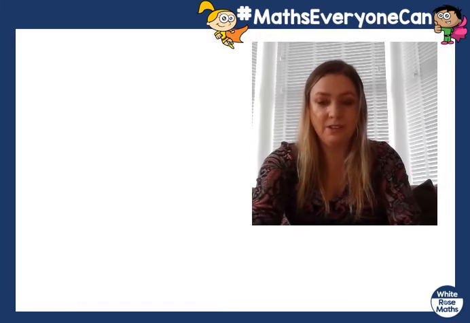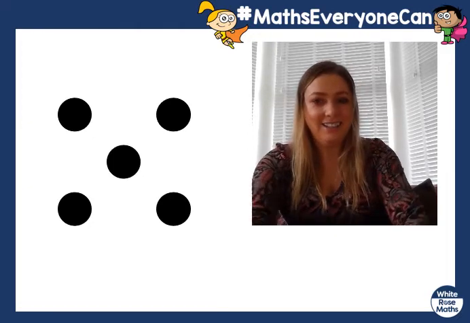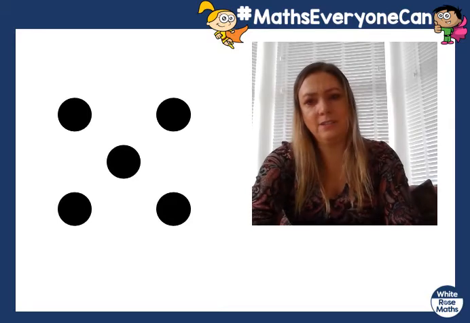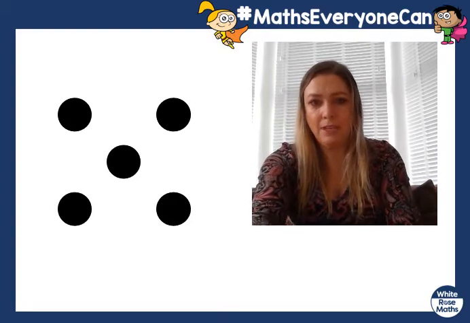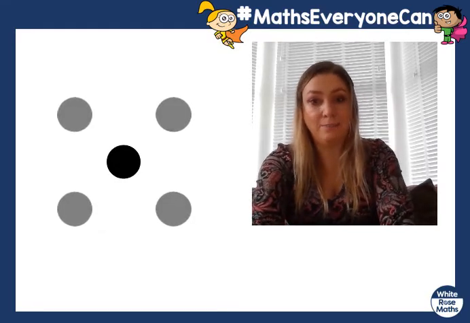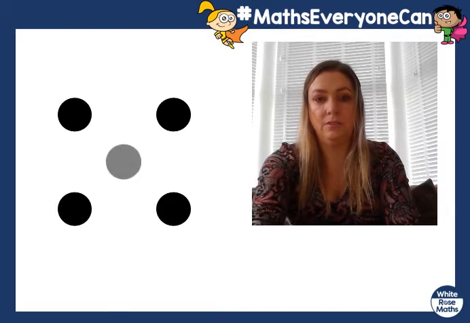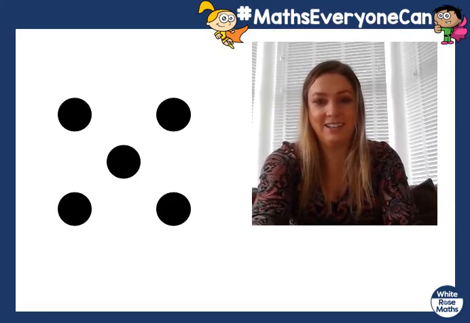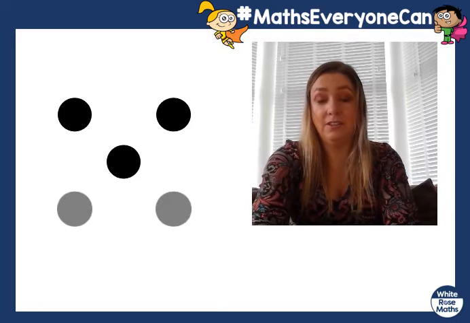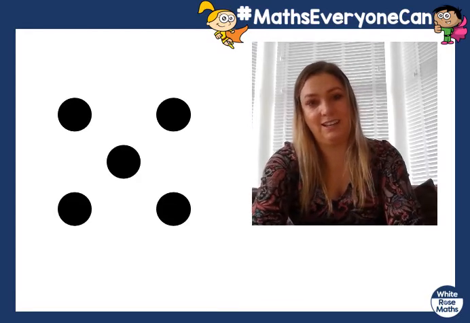First of all, I've got some dots for you. How many did you see? Did you see 5? Well done. Now, how did you see the 5? Maybe you saw 1 dot in the middle and 4 dots on the outside. Or maybe you saw 3 dots on top and 2 dots on the bottom. Have a think about how you see the 5, because that will help you to subitise later on.